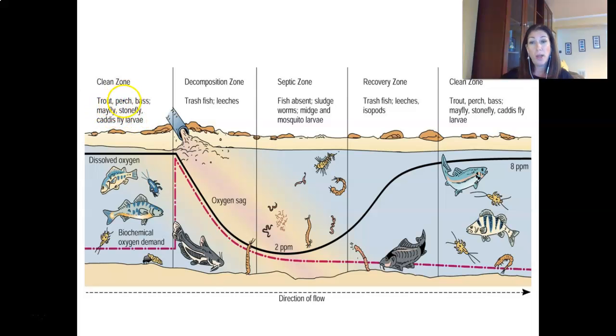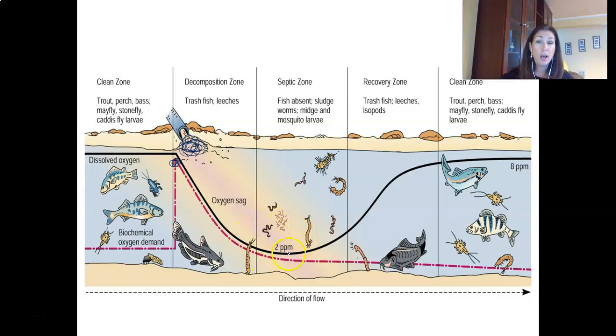You would see things like trout and perch and mayflies and stoneflies and nice healthy biodiversity. Now, if we have some type of input of sewage or pollution into our water, that's going to cause the need for a lot of decomposition. So my BOD is going to spike very high, and that's going to drop my dissolved oxygen very low because I'm going to continue to use up oxygen in that decomposition phase.